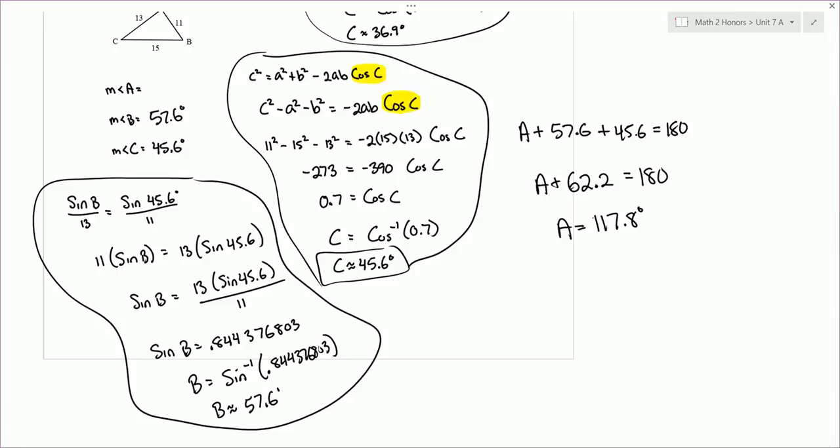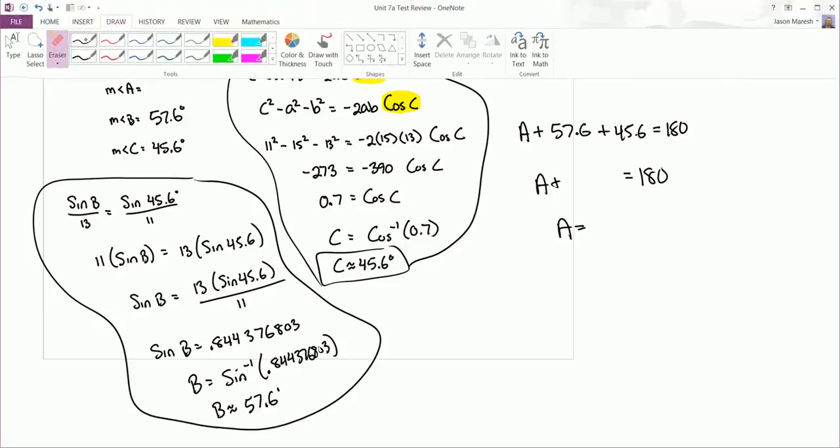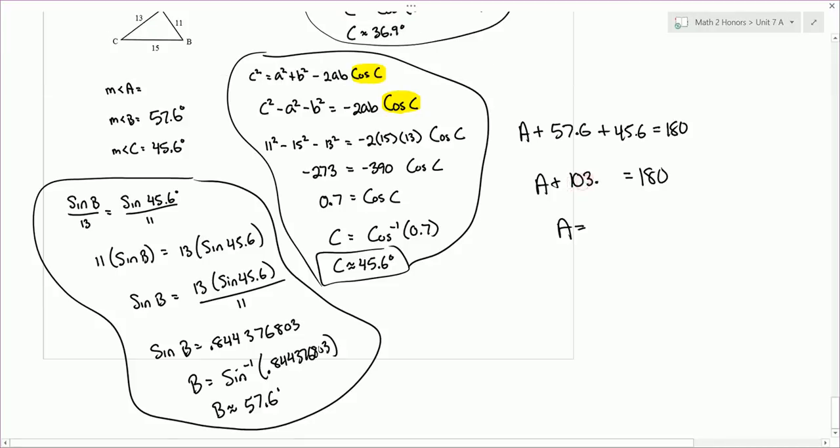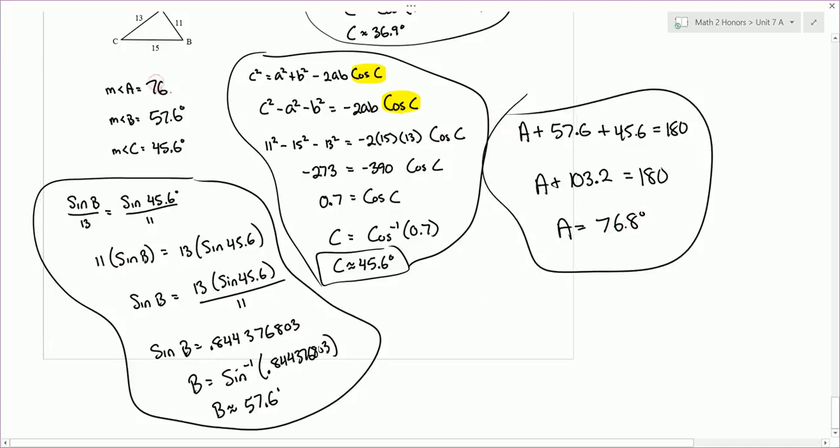Something went wrong here. It's not 62.2. Always good to go back and check your answers here. So 57.6 plus 45.6 is 103.2. Subtract that from 180, and you end up with 76.8 degrees. And you have found all three angles.